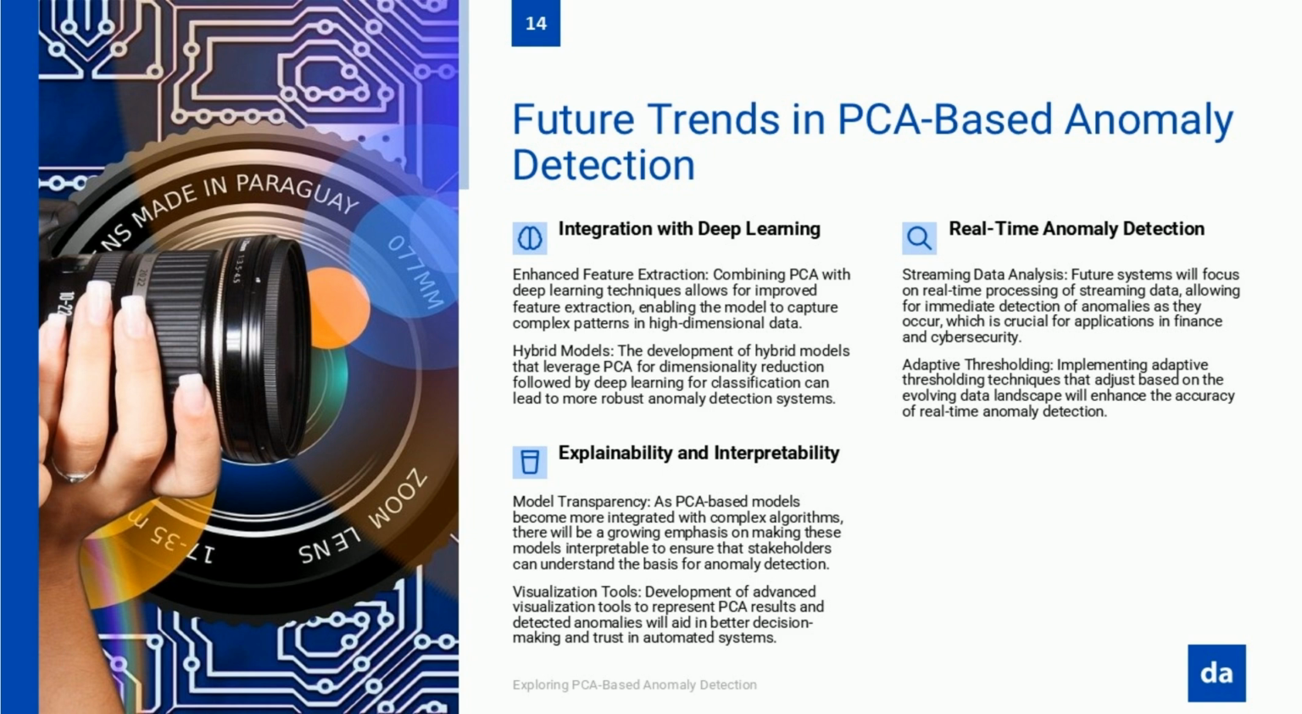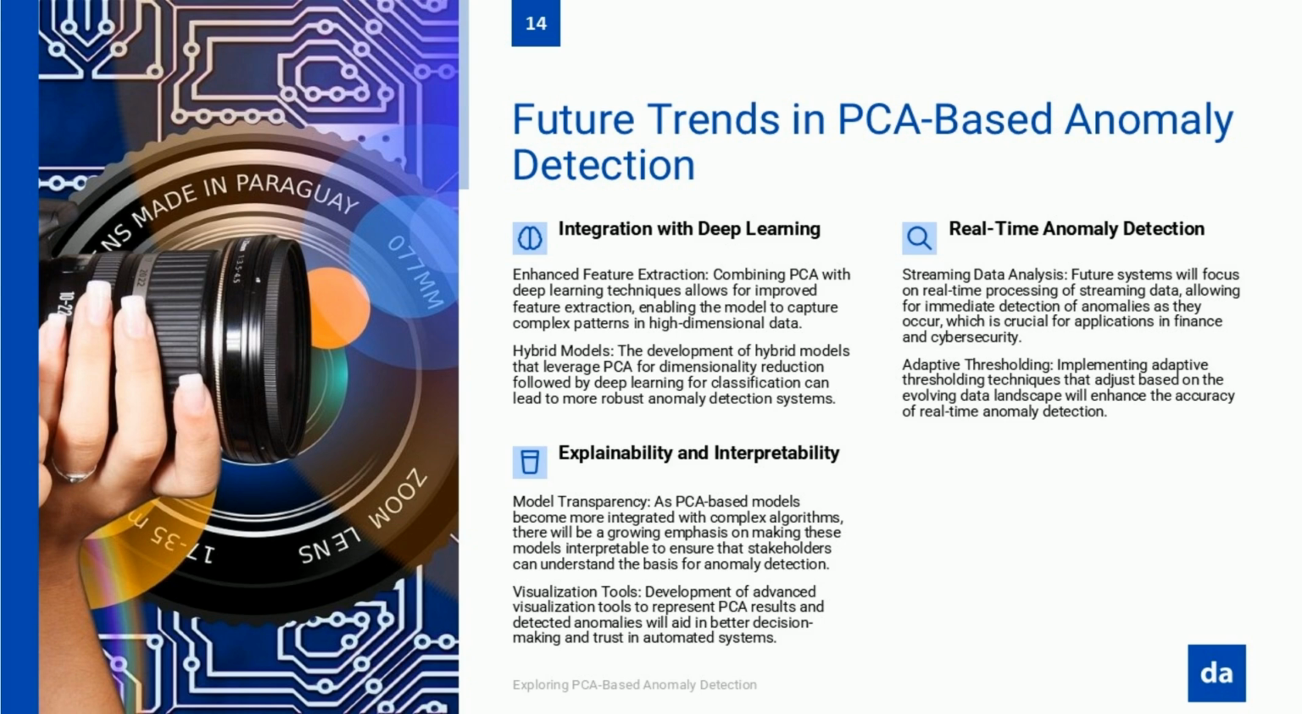However, by combining PCA with autoencoders, a type of neural network, we can learn more complex feature representations while still leveraging PCA's ability to filter out noise. Autoencoders work similarly to PCA but are more flexible, making them better at capturing intricate anomaly patterns in financial fraud, cybersecurity, and medical diagnostics.